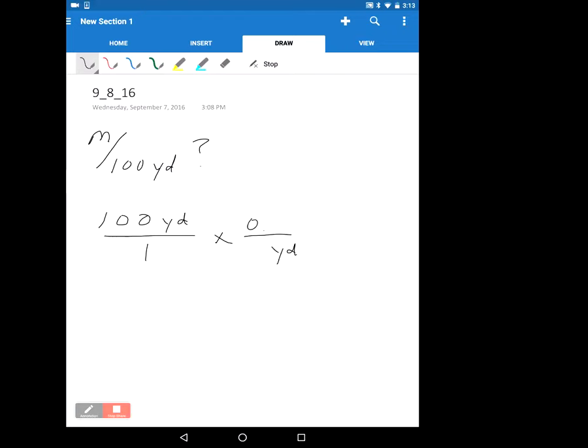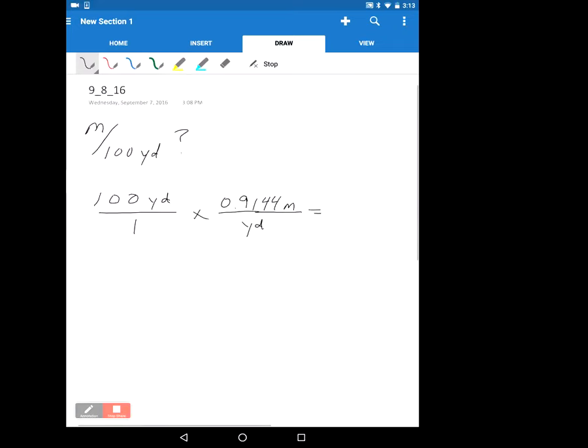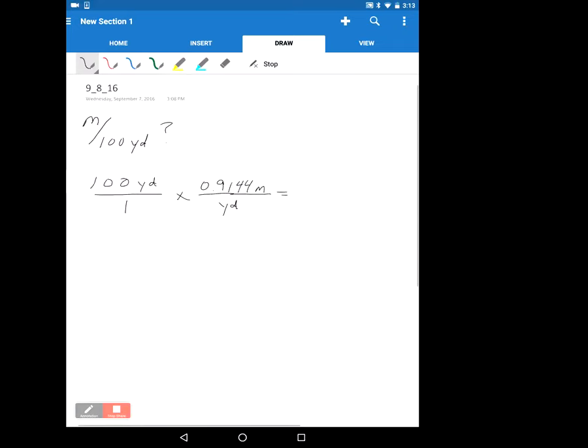So we have 0.9144 meters. Okay, and you multiply this out, so basically move the decimal over 2 spots to the right, and I get 91.44 meters. And I know my units are meters because the yards cancel out. That's why it's called units cancellation.